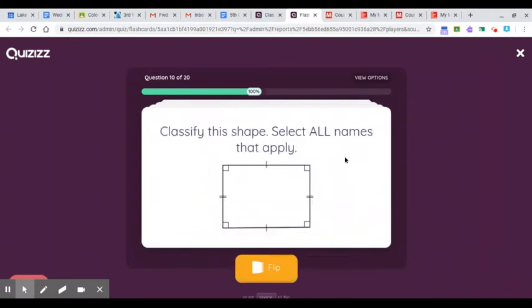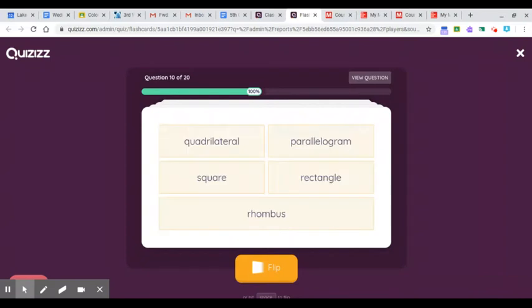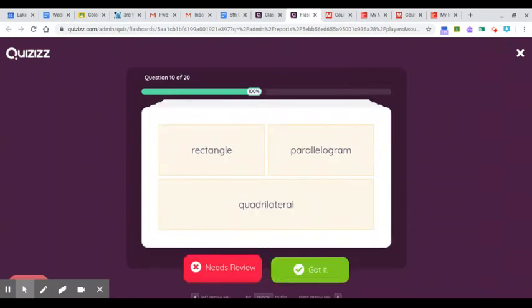All right, classifying this next shape, we're going to select all the names that apply. I see that this mark says that this side and this side are congruent. This side and this side are congruent, so opposite sides are congruent. 4 right angles, and it's got 4 sides. Let's see what we've got. So it's a quadrilateral for sure. We said that they weren't all congruent, so it's not a square or a rhombus, because you have to be congruent to be a rhombus. But it is a rectangle and a parallelogram, because the opposite sides are parallel. So quadrilateral, parallelogram, and rectangle.